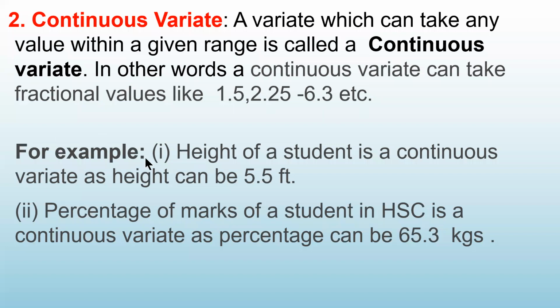Okay. Look at the examples. Height of a student. It is a continuous variate because height can be in decimal. हाइट किसी का 5.5 फीट हो सकता है, 6.2 फीट भी हो सकता है, तो it can be a fraction. So 5.5 is between 5 and 6, correct? So it takes a value between a given range, 5 और 6 के बीच में इसका आंसर होगा. Okay, so 5.5 is between 5 and 6. Similarly, percentage of students.